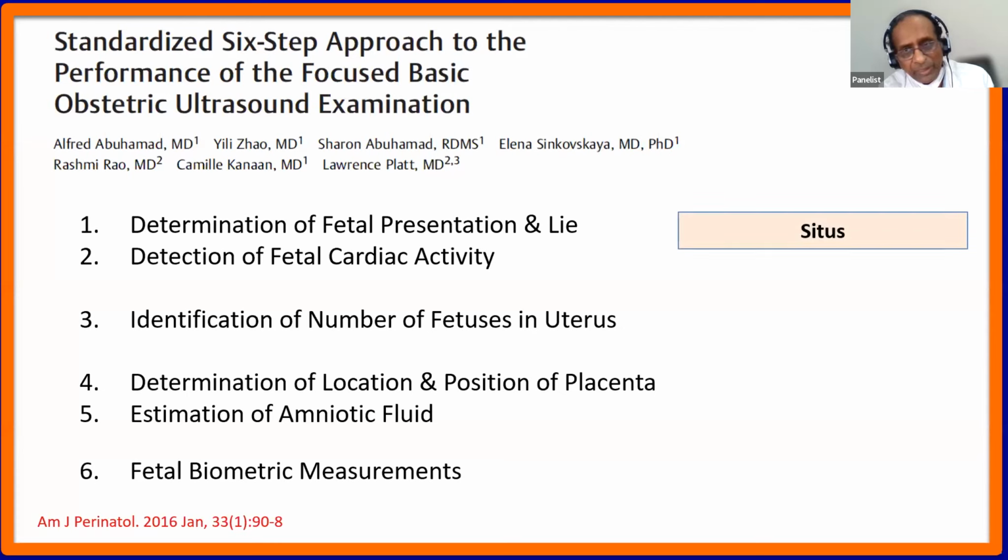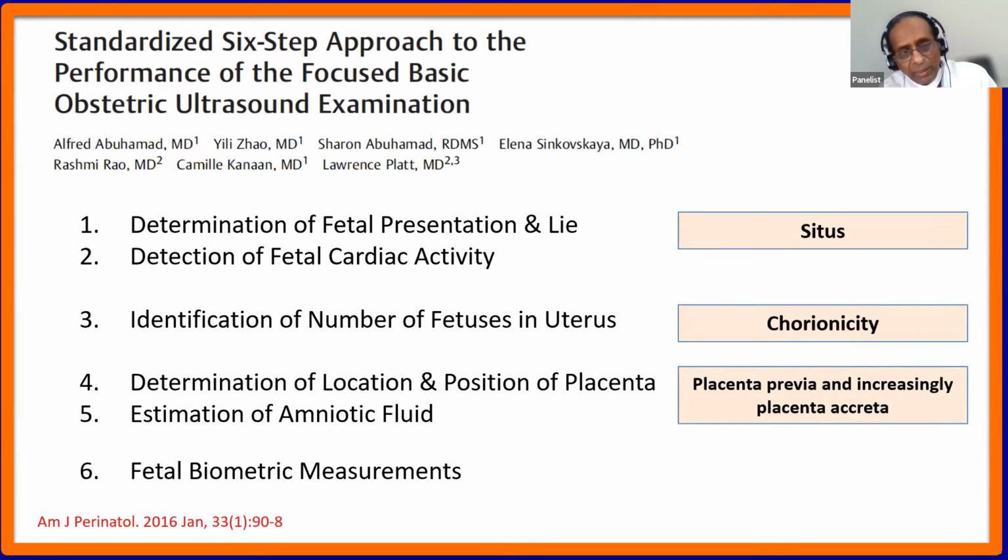Now, from the presentation and lie, we can actually identify which is the right side and left side of the baby. From the number of fetuses, it's extremely important we identify chorionicity. And in the determination of location and position, we not only try to look at placenta previa and increasingly placenta accreta, because a lot of patients come with previous cesareans, previous D&Cs. So we'd like to exclude placenta accreta in all of these high-risk patients.